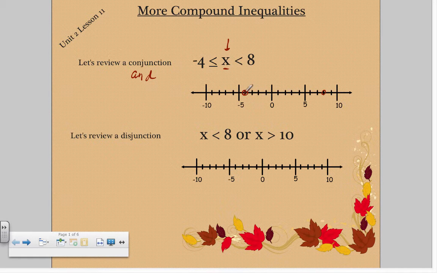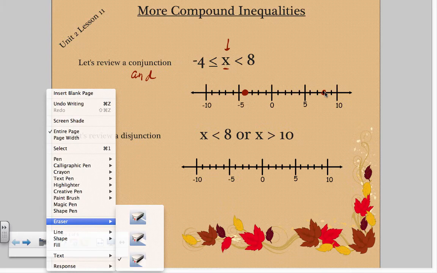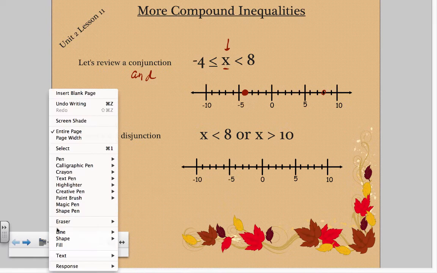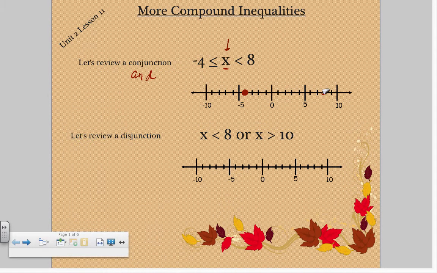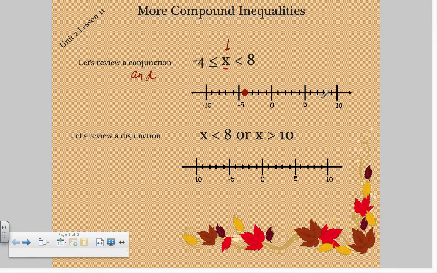The -4 would get colored in because we're allowed to pick -4, and I'm just going to erase that dot right there, make it a little better. And remember, with a conjunction, we conjoin the two because our answer can be anywhere in between.